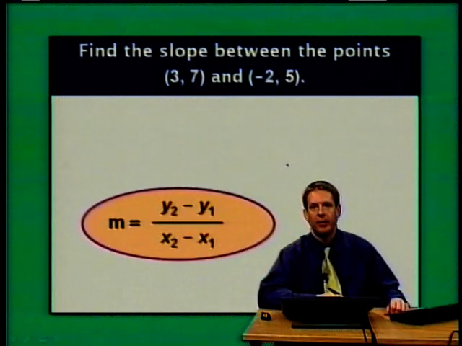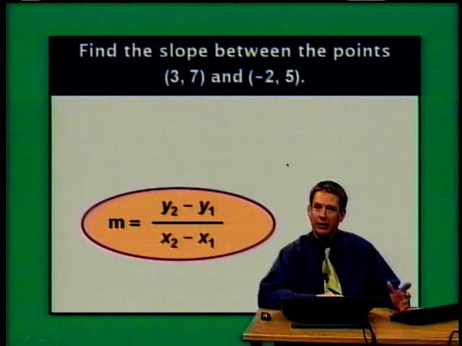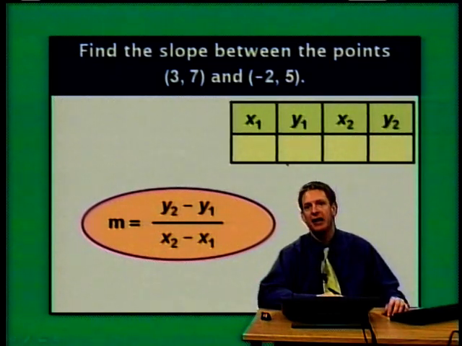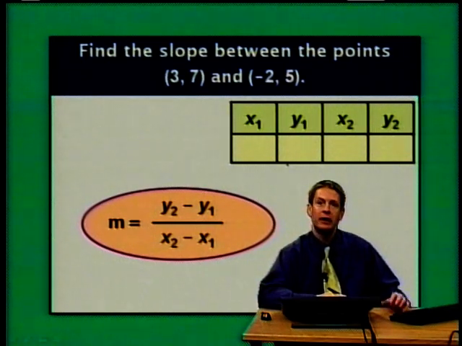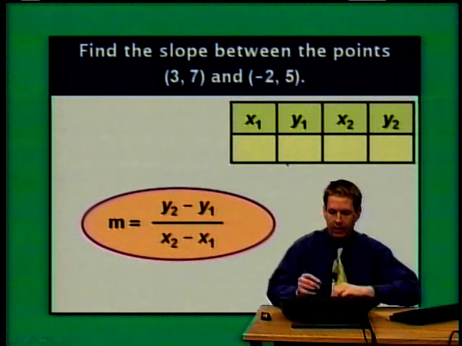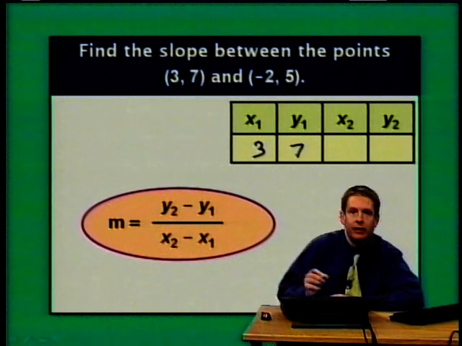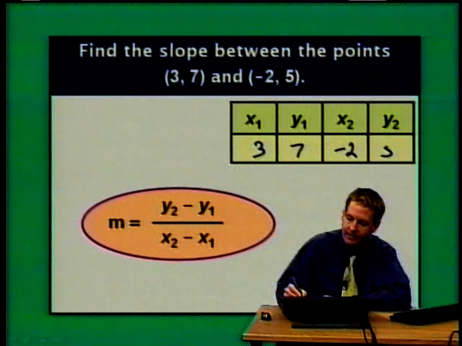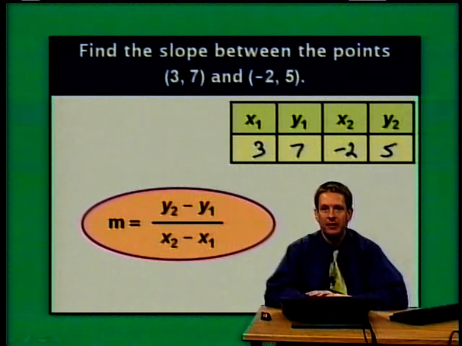Here's our slope formula. So the first issue we have to decide is which is the point x sub 1, y sub 1, and which is the point x sub 2, y sub 2. You know what? Let's try it both ways and see if it makes any difference. I've created a little table here to help us keep track of which number is going to go for which symbol. So the first time I work this problem, I think I'll let (3, 7) be the point x sub 1, y sub 1, and (negative 2, 5) be the point x sub 2, y sub 2.